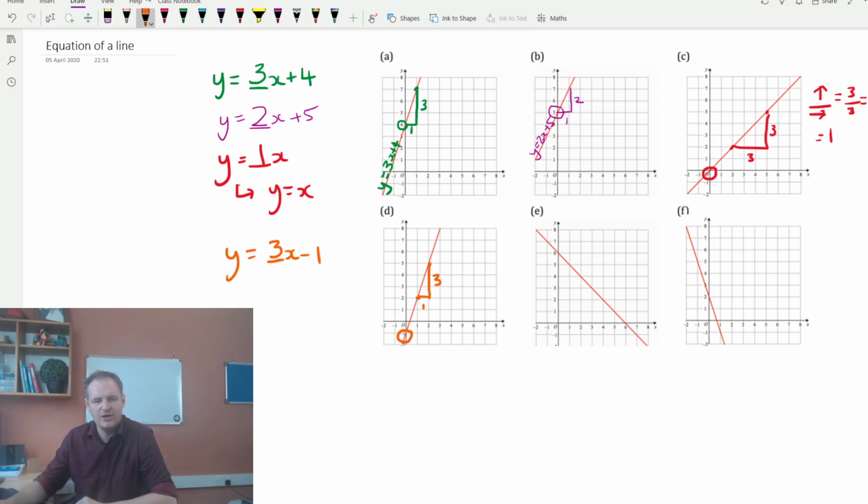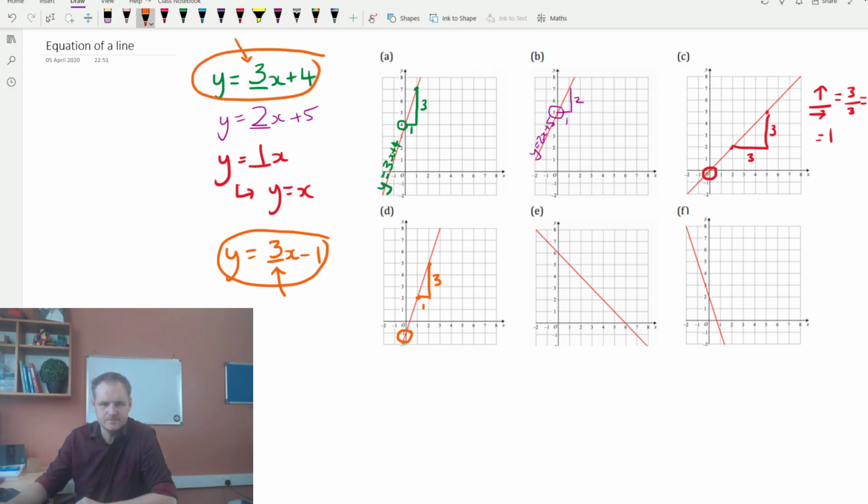Now you may spot this. This line has 3x, and this line has 3x. And notice these lines are parallel to each other. That's what happens when you get two lines that have the same gradient. When they have the same gradient, they are parallel. Because they're both 3x, they end up both being parallel to each other.